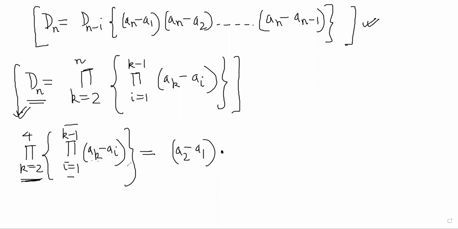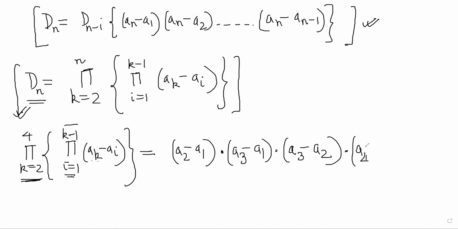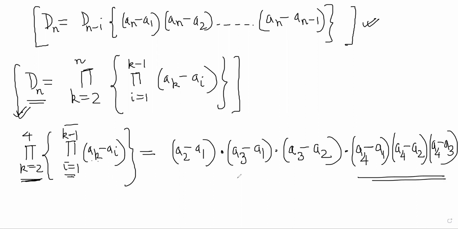When k is equal to 3, we have i goes from 1 to 2, and you have second one, k is 3, a3 minus a1 multiplied by a3 minus a2 when i became 2, right? Correct. And finally, we have k is equal to 4. So i goes from 1 to 3. So you'll have three factors here. We'll say a4 minus a1 multiplied by a4 minus a2 and a4 minus a3, right? So this is the third factor, this is the second factor, this is the first factor.